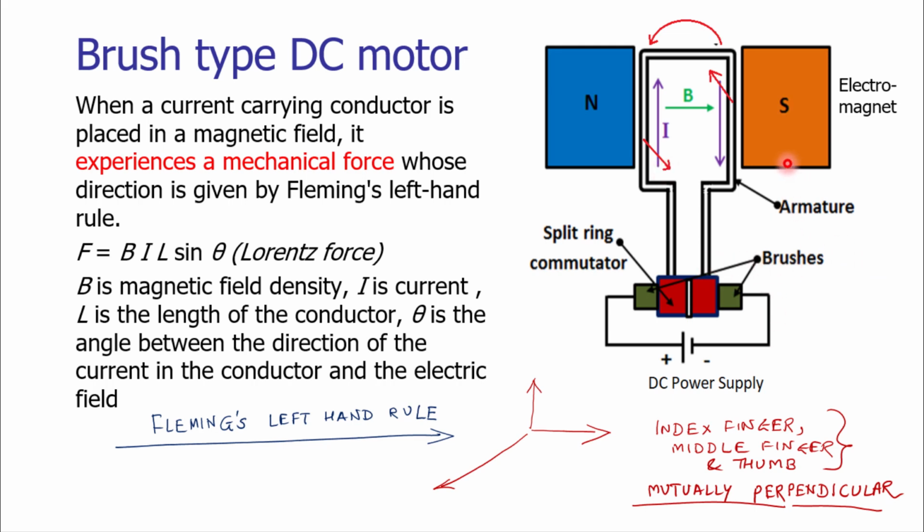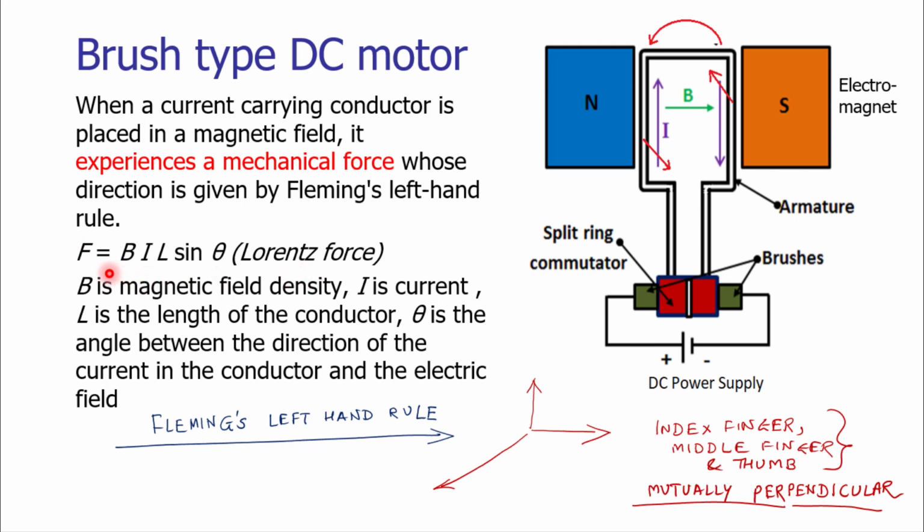So in this way, the left hand is helping us to find out the direction of the force which is acting on the current carrying coil. The magnitude of the force is given by the Lorentz equation. It is called as the Lorentz force.